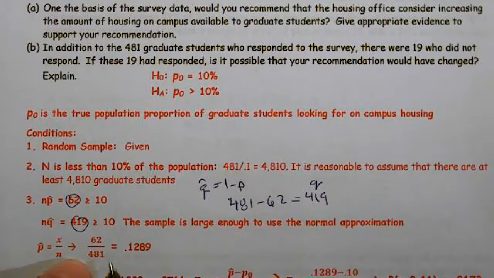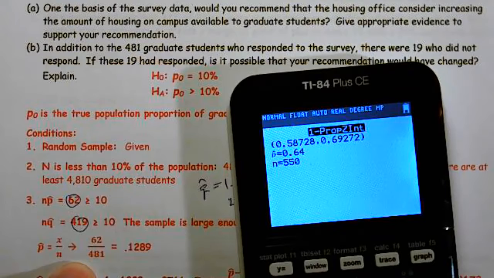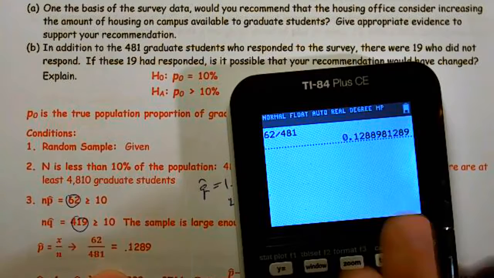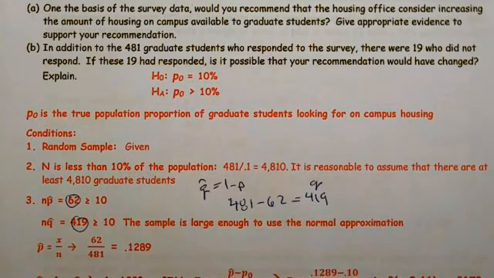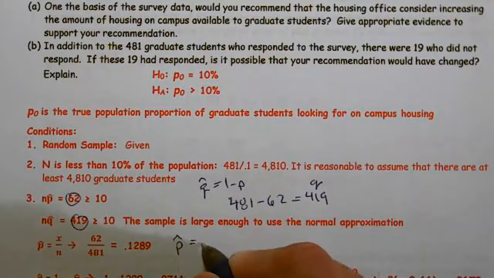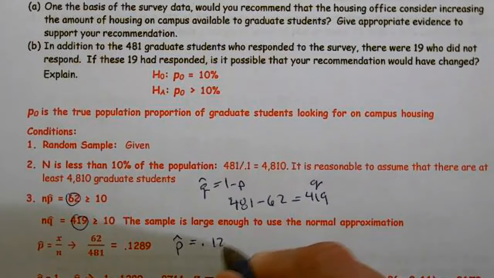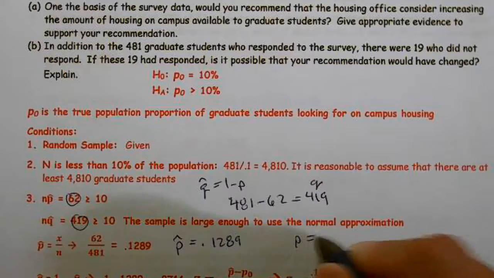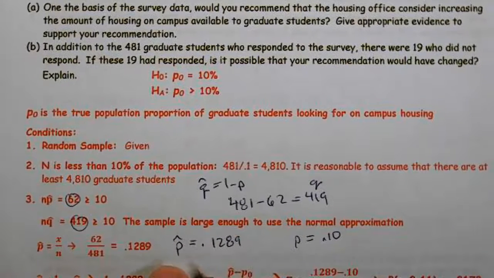So we end up with 62 out of 481, and let's just check our math real quickly. 62 divided by 481 is 0.1289 rounded, okay? So this ends up being P hat. P hat is 0.1289, and please remember, P in this case was 0.10, and there is a difference. A sample proportion, population proportion.